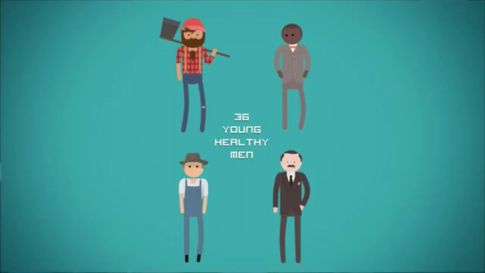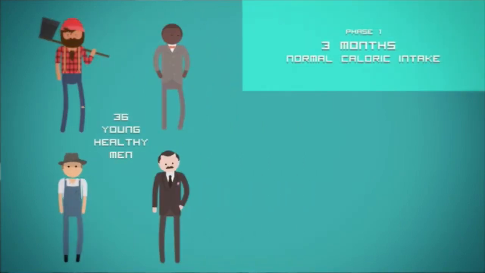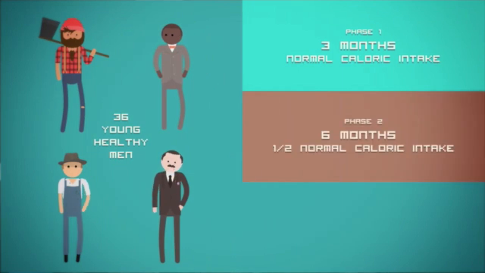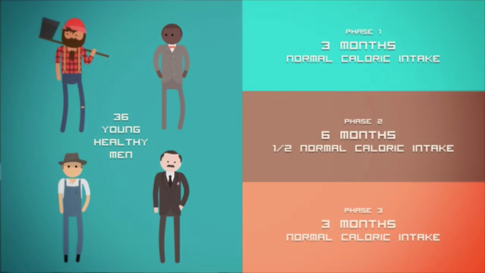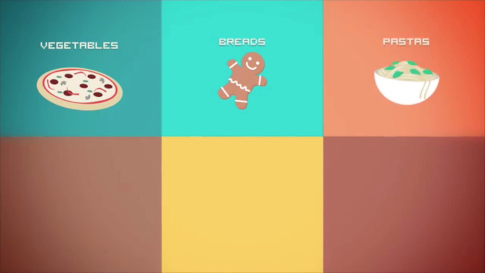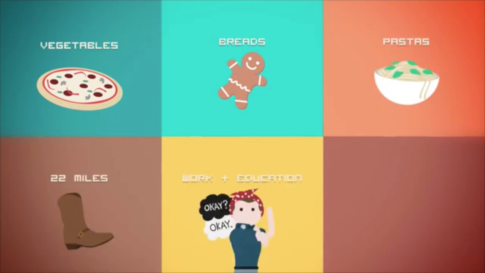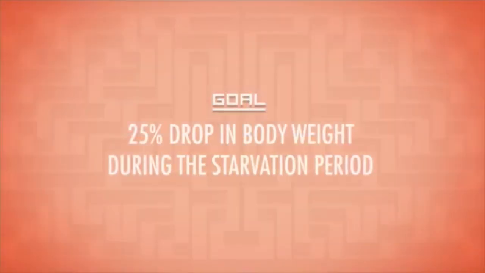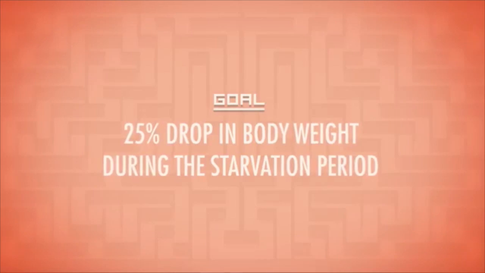The study started in 1944 by feeding 36 young, healthy men a normal diet for 3 months, then halving their caloric intake for 6 months, then slowly rehabilitating them to normal weight during the last 3 months. They ate mostly wartime foods like root vegetables, bread, and pastas, and were required to walk 22 miles and participate in various work and educational activities for 40 hours each week. The goal was to see a 25% drop in body weight during the starvation period.